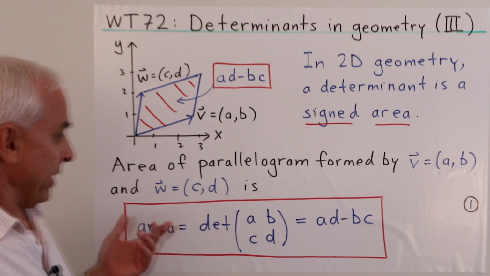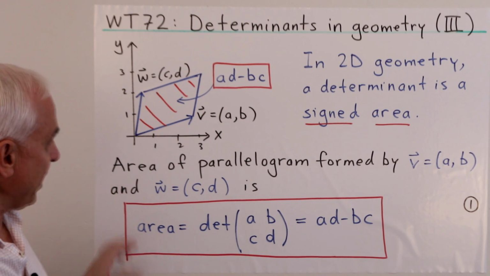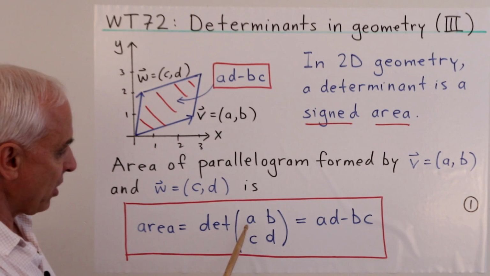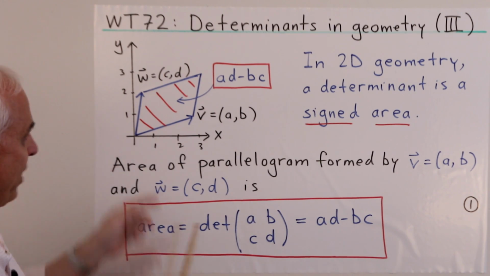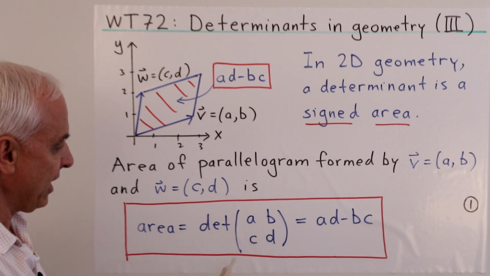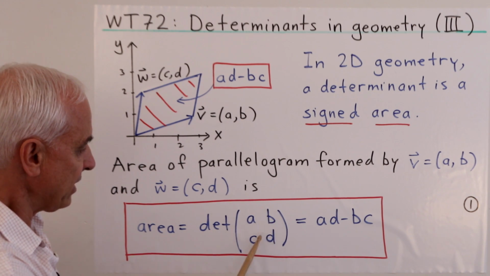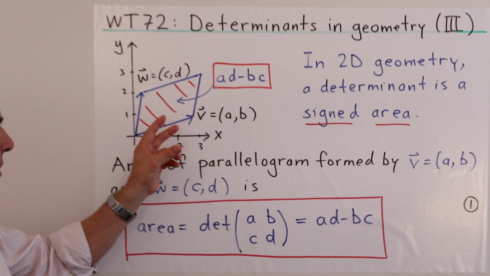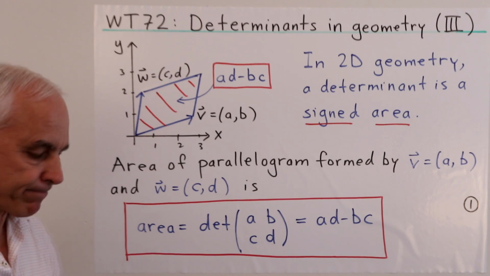Okay, so that's a very interesting formula, this one right here: the area of this parallelogram is the determinant of this 2 by 2 matrix obtained by taking the two vectors and putting the first one on the top row and the second one on the bottom row, a, b, and c, d. And then the determinant of that is, in this case, a times d minus b times c. So this is a number that then measures the size of this parallelogram.